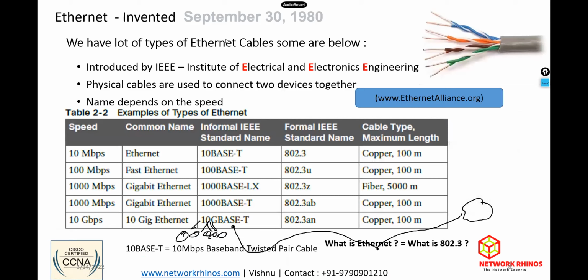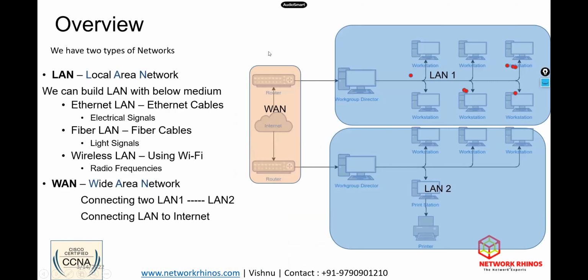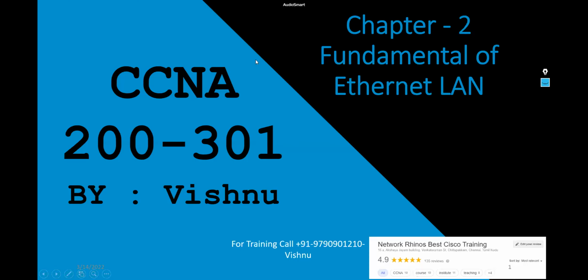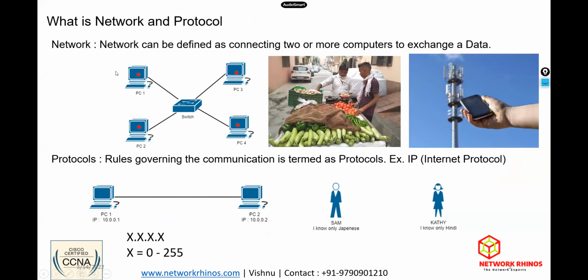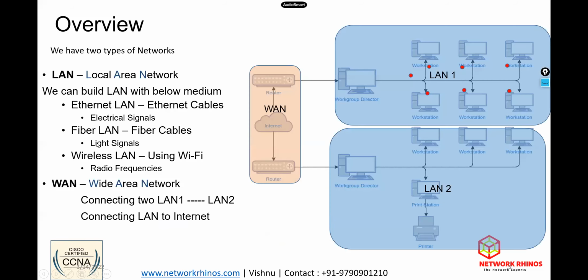Let's talk about Ethernet cables. As I told you, the chapter name is Fundamentals of Ethernet LAN, which means we're going to talk more about LANs. I talked about what is a network and what is a protocol. I told you we have 3 different types of LANs: Ethernet LAN, fiber LAN, and wireless LAN. We have a separate chapter for wireless LAN in the future, so we can skip it as of now. It is not in the book also. We'll talk about Ethernet LAN and fiber LAN now.